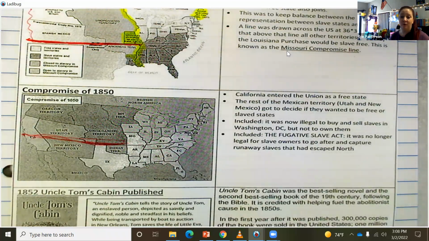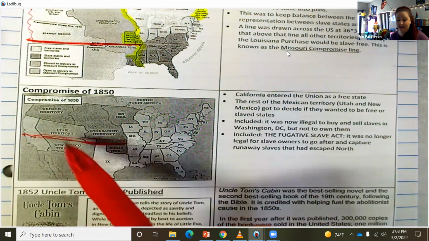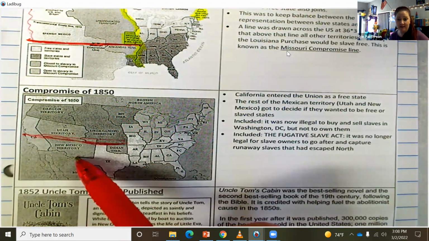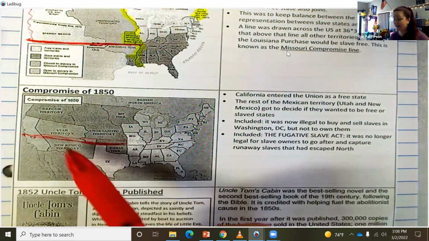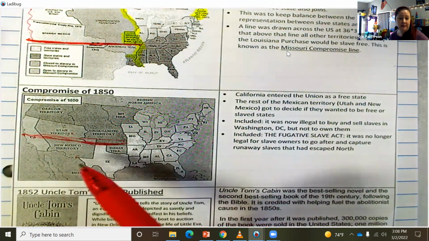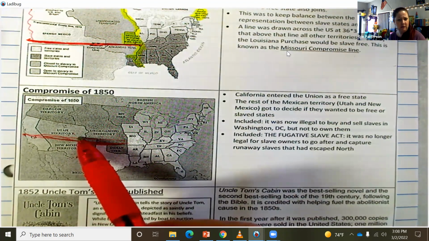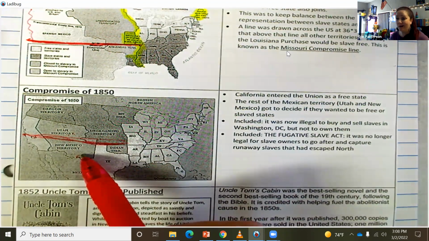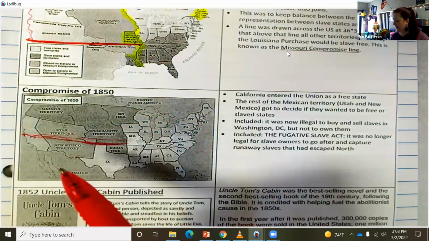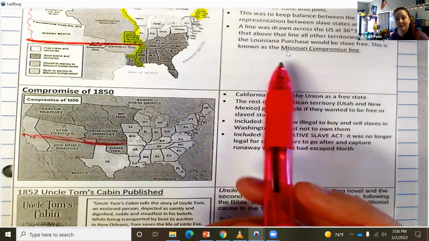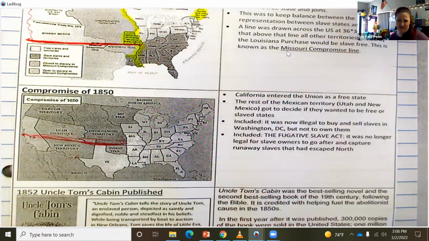Well, they decided that California would enter the Union as a free state. Yay, that's wonderful. But the rest of the Mexican territory, this is what we got from that Mexican-American War when we fought that, okay? They got to decide. Do you see a problem with Utah just getting to decide? It's about the line. It's supposed to be free, okay? So New Mexico, I hope they decide to be free, even though it's below the line, but it really breaks the compromise they had just decided on, okay?